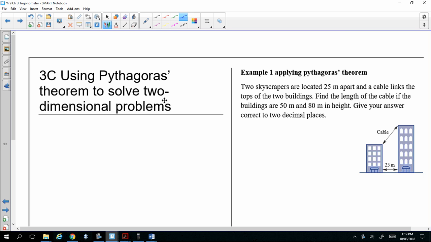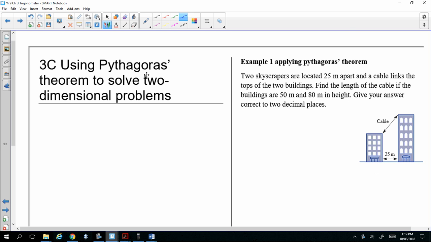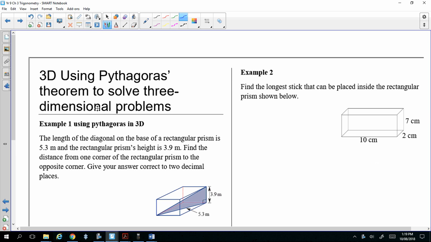Two exercises today. One is using Pythagoras theorem to solve two-dimensional problems, as well as three-dimensional problems. We'll do it in one lesson.